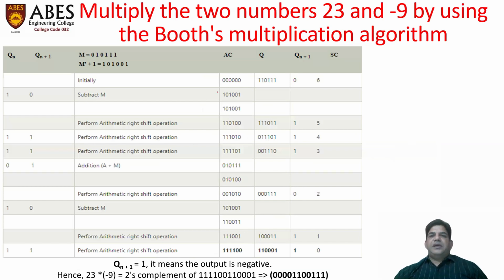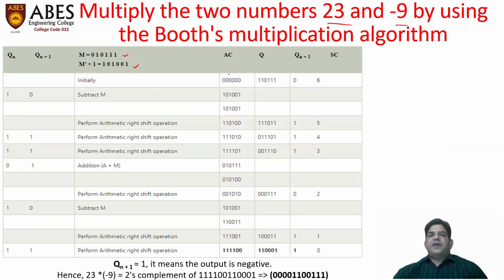So let's take an example here. We have to perform the multiplication of 23 and minus 9 by using Booth's multiplication algorithm. The multiplier is basically minus 9. So we have to multiply the two numbers 23 and minus 9. Here m is 1 0 1 1 1, and m complement plus 1 is 1 0 1 0 0 1.